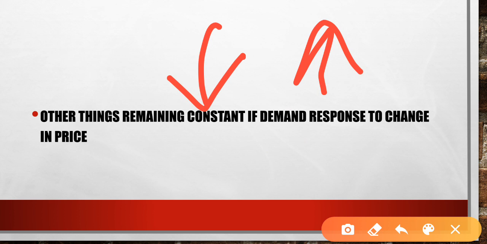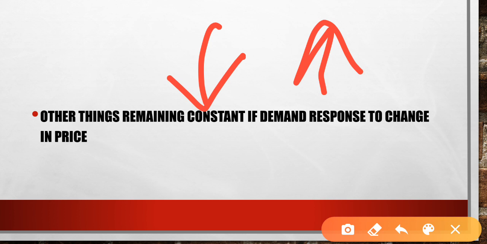But here there are certain things which should not be considered. That means there are certain things which should remain the same. There will be no response on those things. Like if we do not think about our income, if we do not think about the various options available, then in this law of demand, we will think about only two things. One is demand and one is price. Apart from these two, you should not think about other factors.